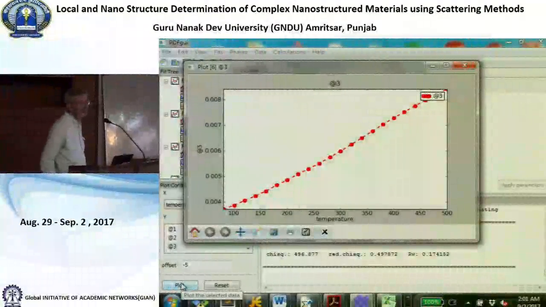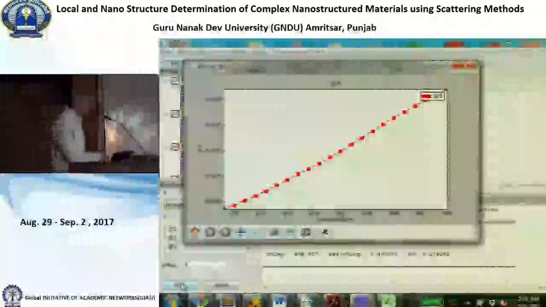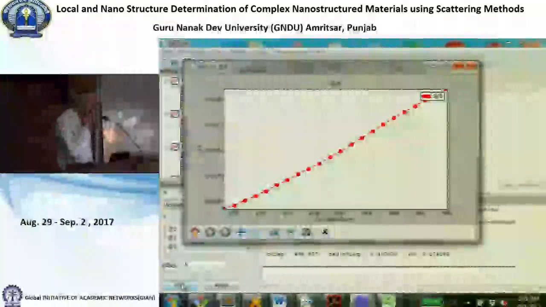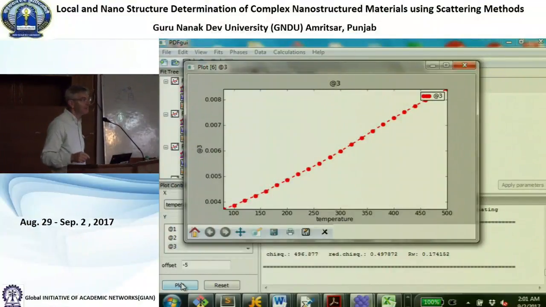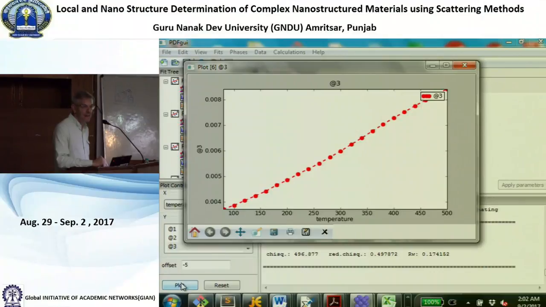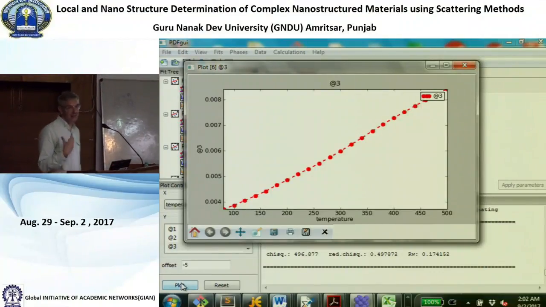Yeah, so they're increasing too. So we've now measured the thermal expansion of nickel, and we've measured the increase in the amplitude of thermal motion of nickel. But anything that you've refined you can plot in this way, like atomic positions and things.